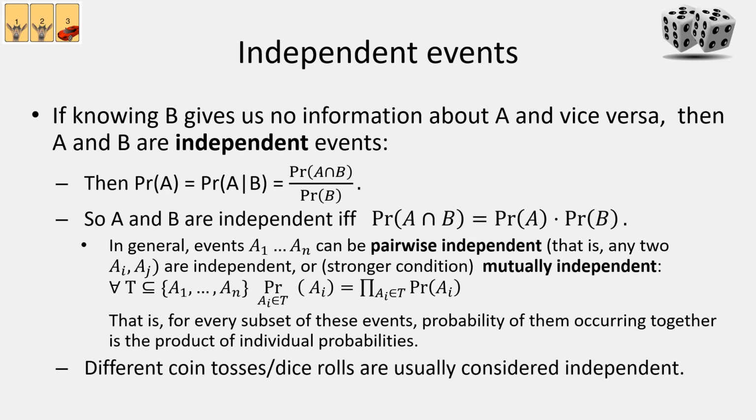But it could be that for two events, knowing event B really tells us nothing about event A. In this case, we call those events independent. So the probability of A by itself is the same as the probability of A given B. And another way of stating it, if the two events are independent, then the probability of both of them happening is just, according to the product rule, the probability of the first times the probability of the second.